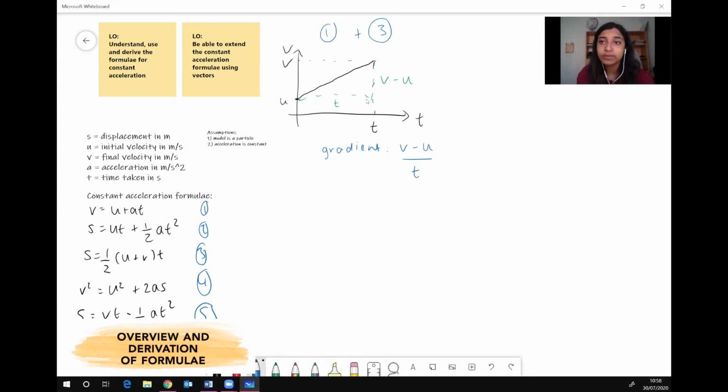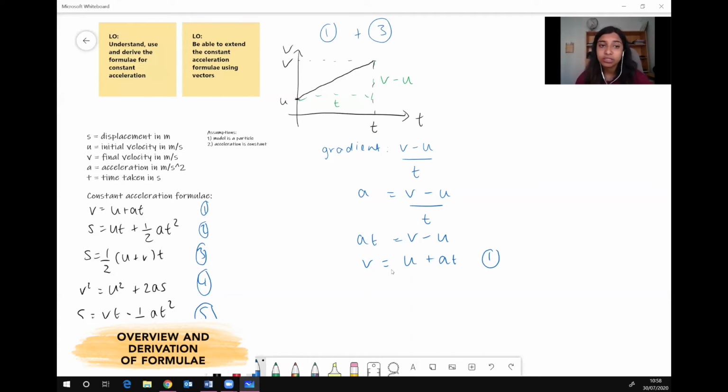So then, because we know gradient is just acceleration, that means a is just equal to v minus u over t. Then if we multiply both sides by t, we get at equals v minus u, and then if we rearrange it, we get v is just equal to u plus at, and that's our equation number 1. So that's how you derive v equals u plus at. You just use your velocity time graph, and then use the fact that your gradient is equal to your acceleration.